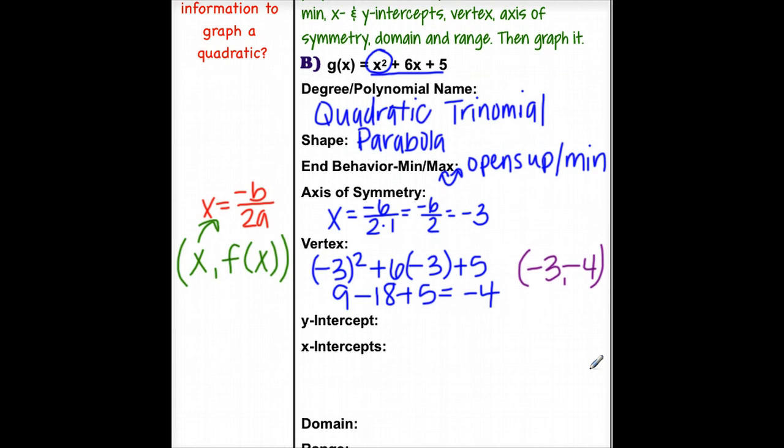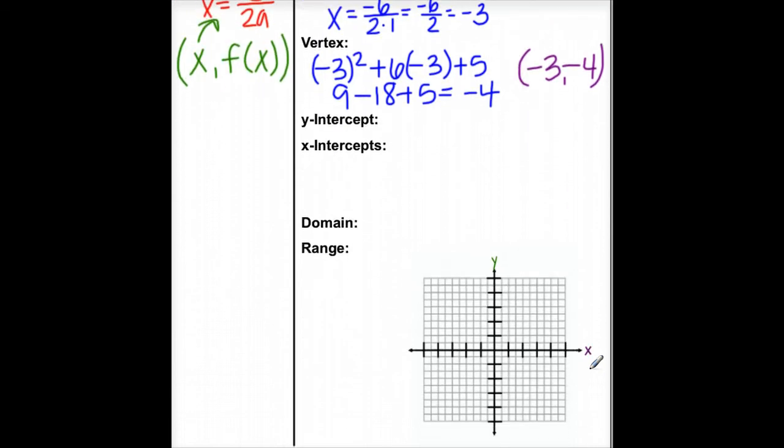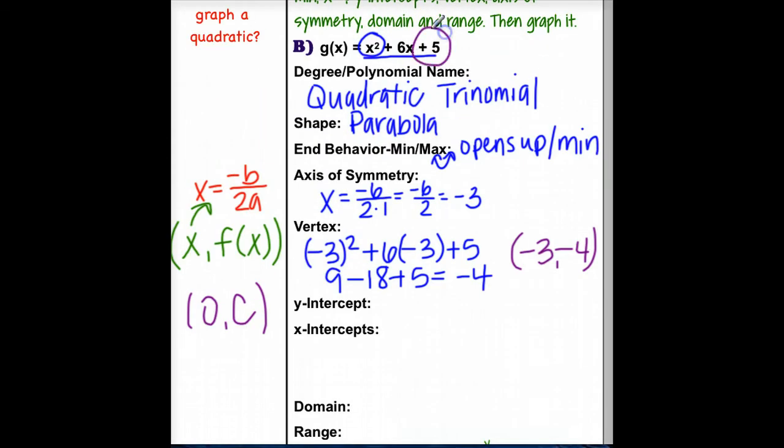Moving on to the y-intercept. Our y-intercept, remember, is our 0, c value. And if we look at our function, our c value is going to be plus 5. And so therefore, my y-intercept is 0, 5.